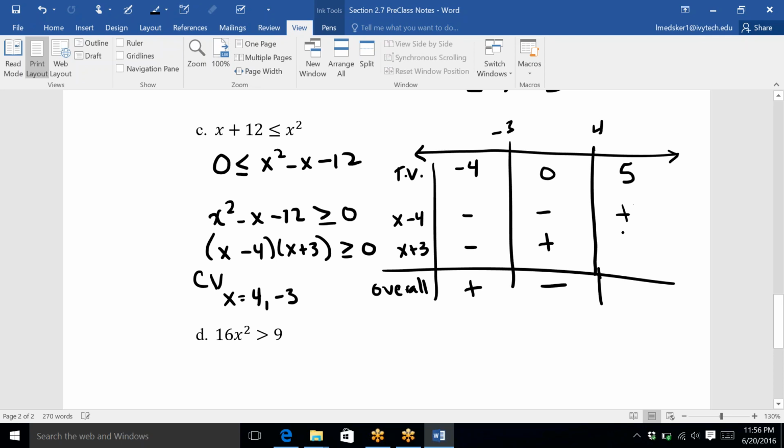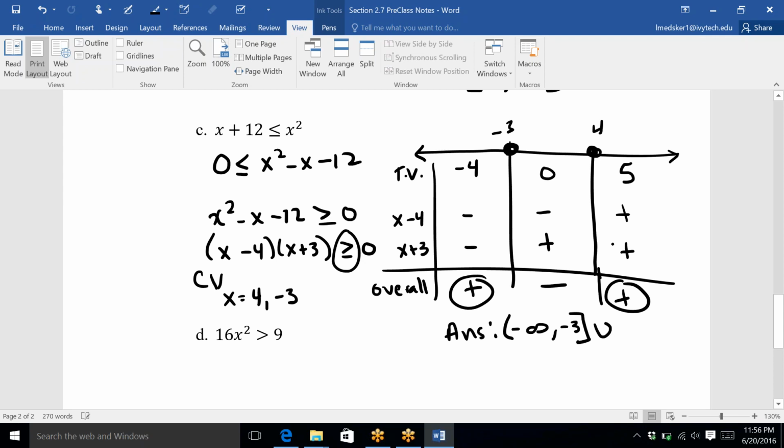5 minus 4 is positive. 5 plus 3 is positive. Positive times positive is positive. And we are, again, including the endpoints because of the equal to bar. This time we wanted greater than or equal to, which means the positive cases are the answer. So since I have 2 of those, I would have a union. Negative infinity, because that's the farthest you can go this way, up to negative 3, union with 4 to positive infinity.